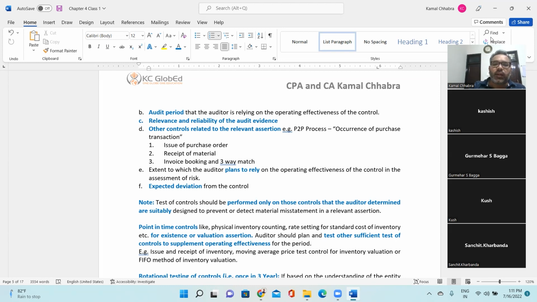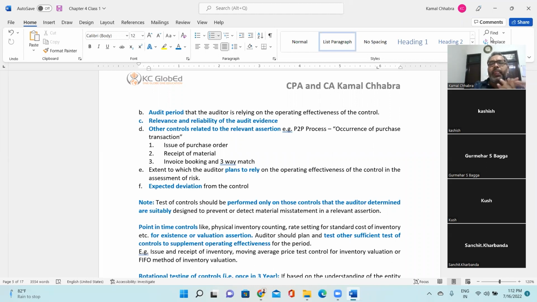Fourth is other controls related to the relevant assertion. Sometimes there are so many controls around the same assertion, right? You need to look at those controls as well. And if those controls are giving you good comfort, then probably you need to see whether you need to test this control or how much extent you need to involve in testing this control.